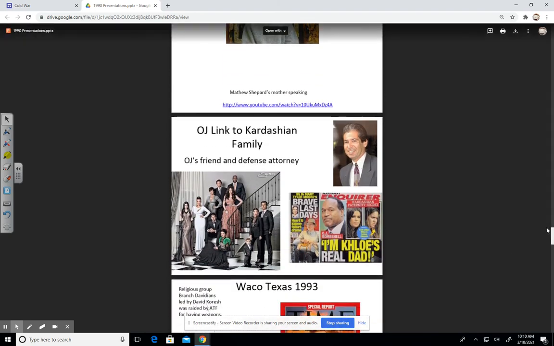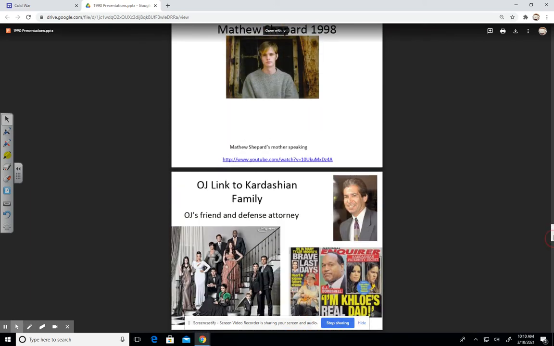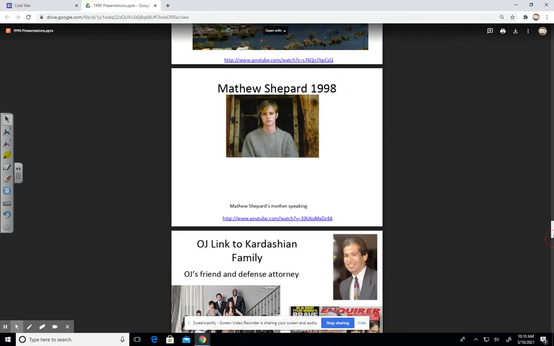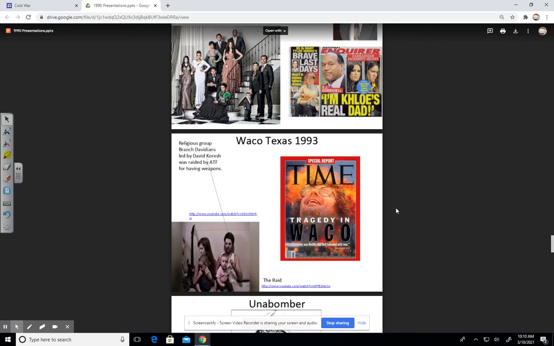O.J. linked to the Kardashian family. So if you're wondering why the Kardashians are pop culture icons, that's because their dad was the attorney in the O.J. trial. So I guess some of these slides are out of context.